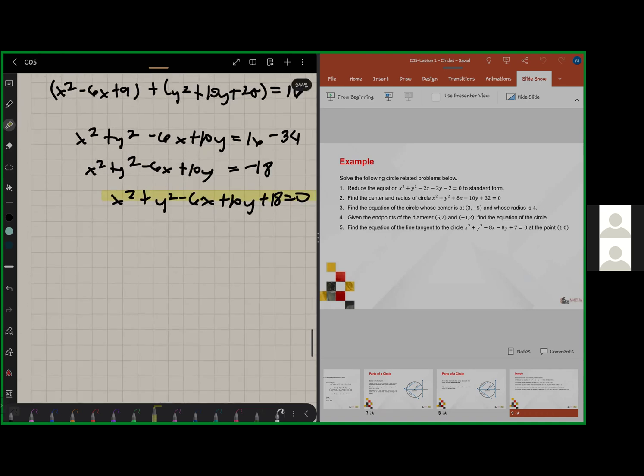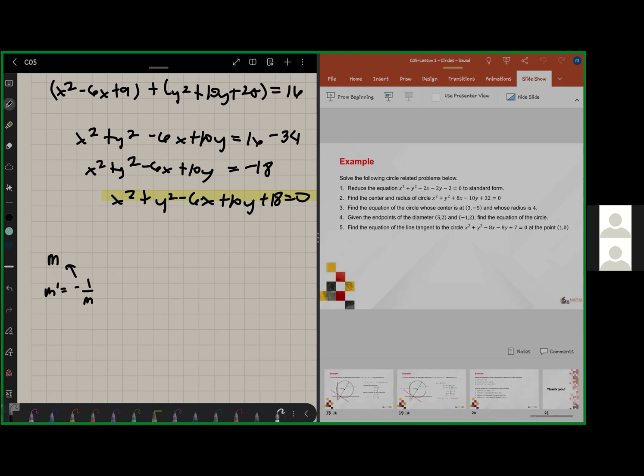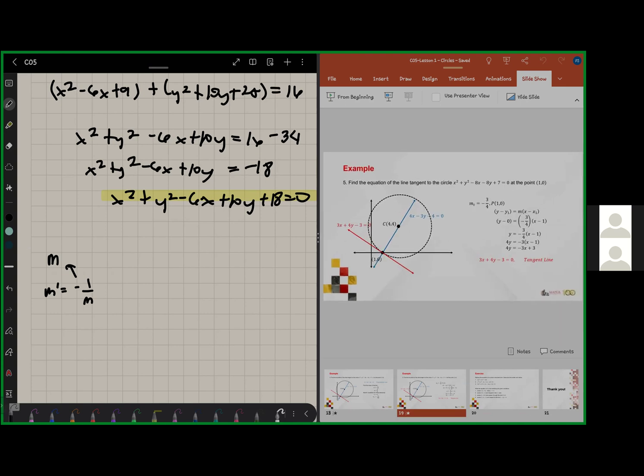When we are talking about a line tangent to the circle, remember that for the tangent line, the slope should be the negative reciprocal. So for example, if our slope is equal to m, the slope of the other line that is tangent to it is the negative reciprocal of the original slope. So when you're trying to find for that, try to use this concept. So we have here the slope of the original line.